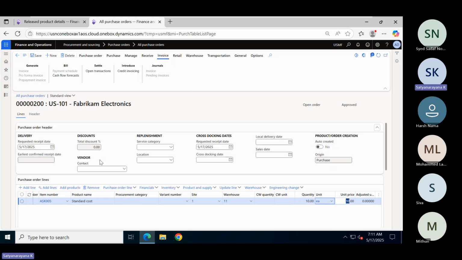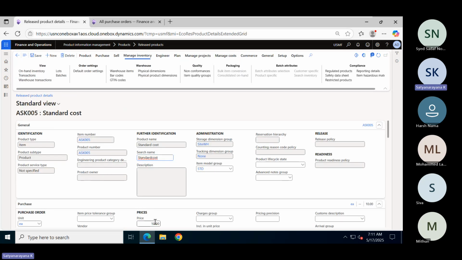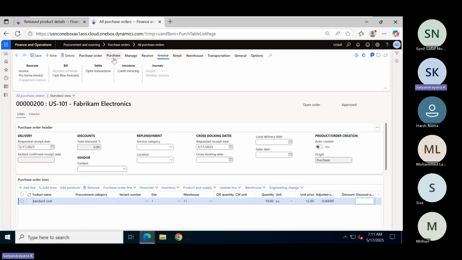10 quantity is fine. Now I'm purchasing at the rate of $12. Purchase price we have entered at $10, but I'm purchasing at the rate of $12. I'm doing confirm.